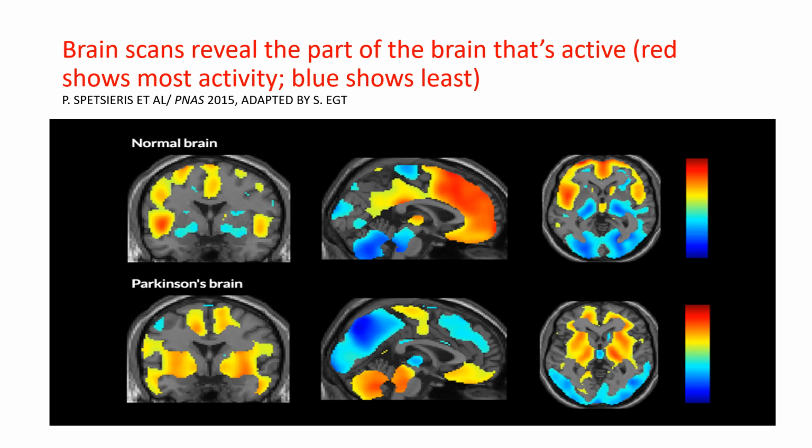Here you can see how a Parkinson's brain and a normal brain look. In the normal brain you can see a lot of red color. In a person with Parkinson's, you can see a lot of less active areas, that means blue color. So if you see the brain scan, clearly you can see the difference between a normal brain and a Parkinson's brain.